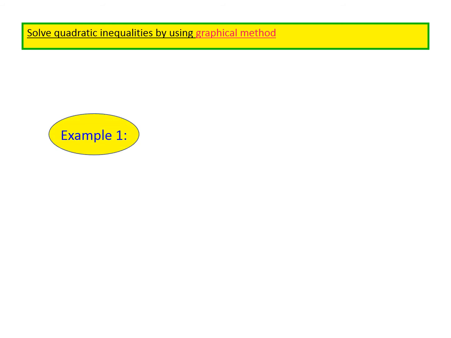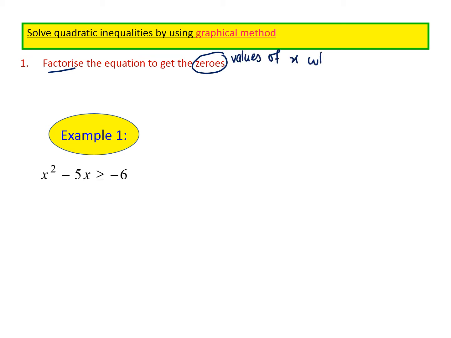So look at my example. I have x squared minus 5x greater or equals to negative 6. First of all, this is inequality and it is quadratic. So to do this kind of question, for graphical method, the first step is to factorize. Okay, I can use my calculator to factorize. Factorize the equation, get the zeros. Zeros over here refers to values of x when the function f(x) is equals to 0. Or I can also say it is the values of x where the graph cuts the x-axis.